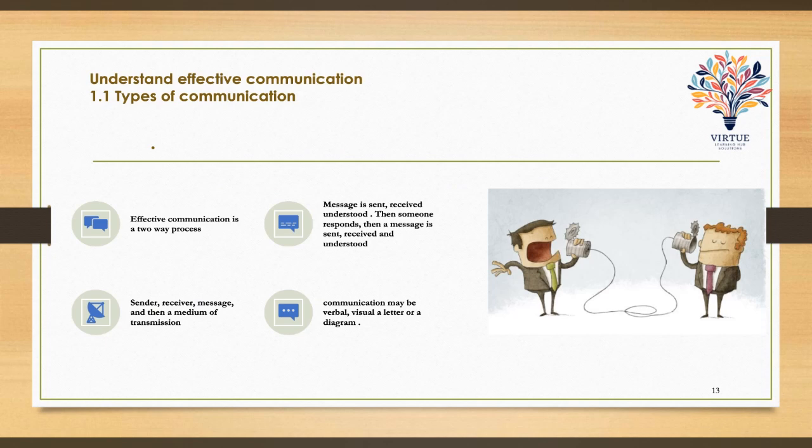But remember that effective communication is a two-way process. You've got the message which is sent, then received and understood. Then someone responds, and a message is sent, received, and understood. We use the sender and receiver, and then a medium of transmission. The medium of transmission is the level and the pace at which the information is being received. Communication may be verbal, as mentioned before. It can be visual, via a letter or a diagram.